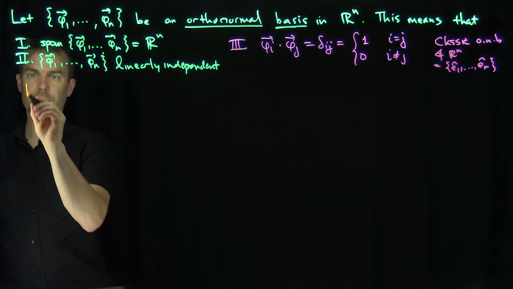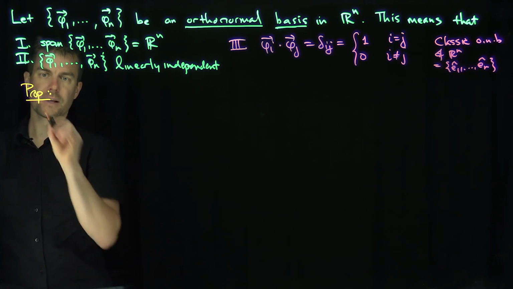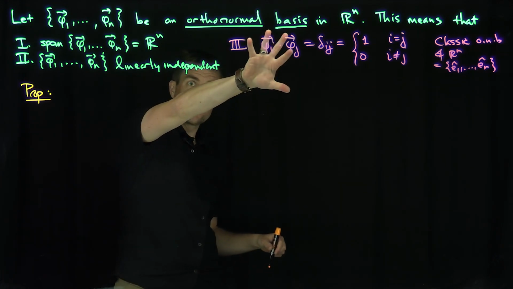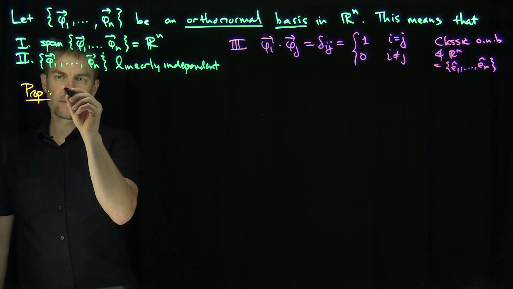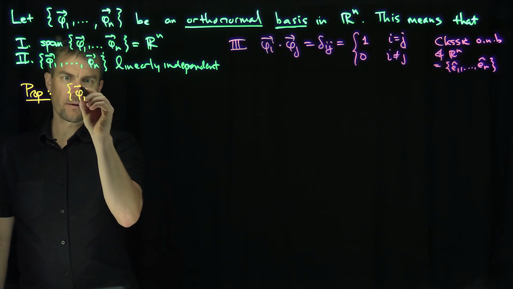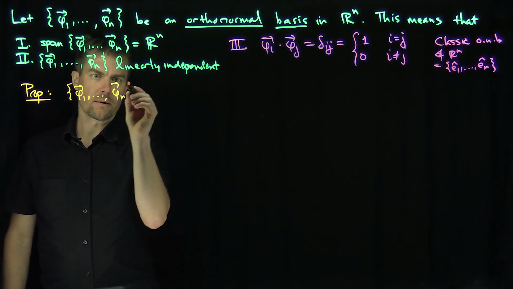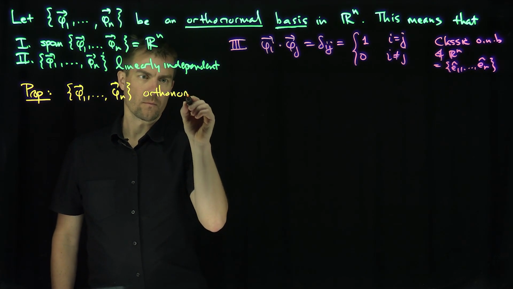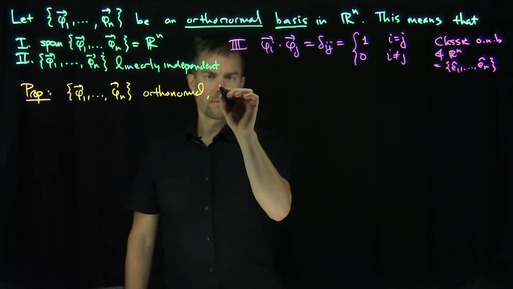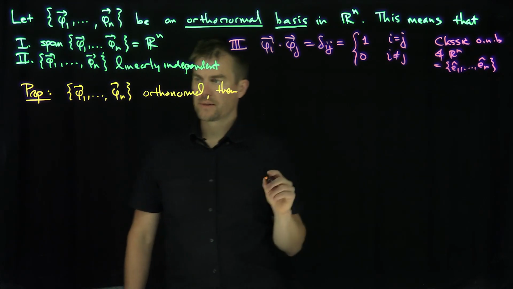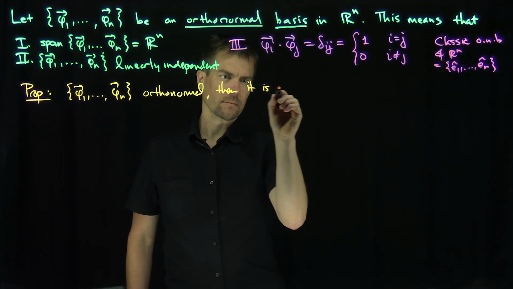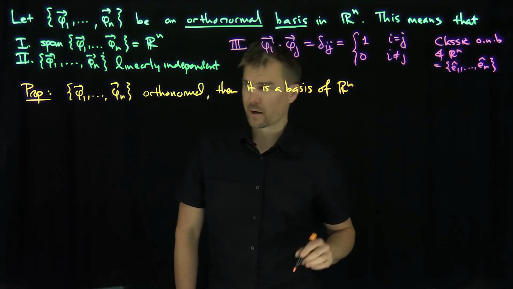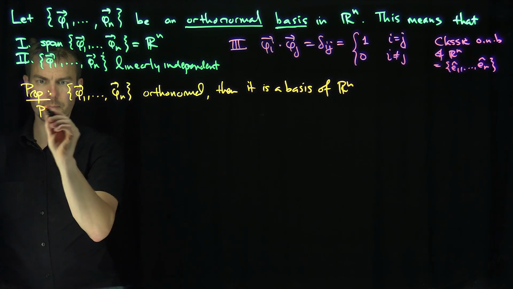Here's the first proposition, where we can reduce the requirements. The first proposition is that if phi 1 through phi n is orthonormal, then it's going to be a basis of Rn. In other words, I didn't need to say basis over here. And so here's the proof. They're linearly independent.